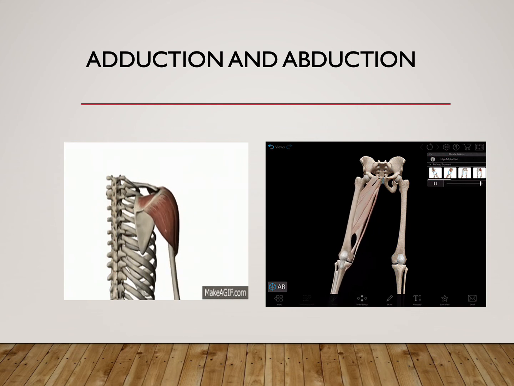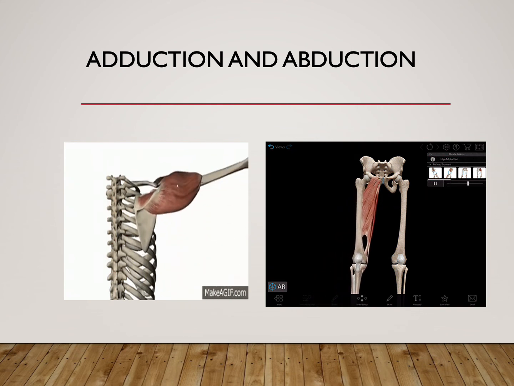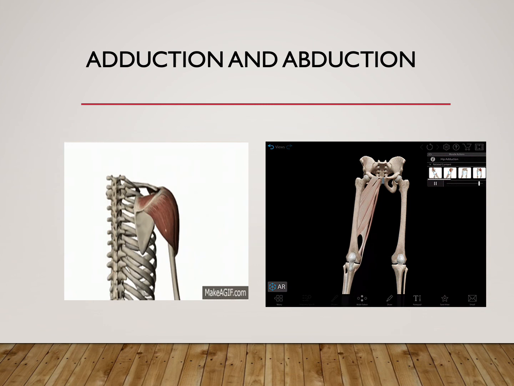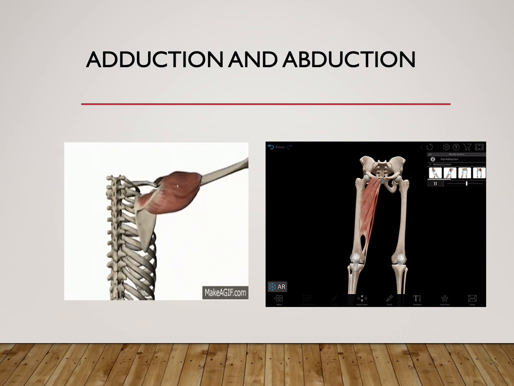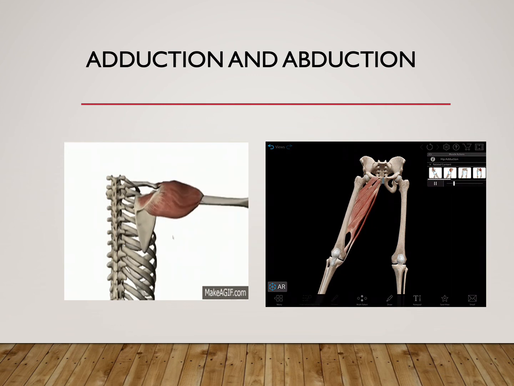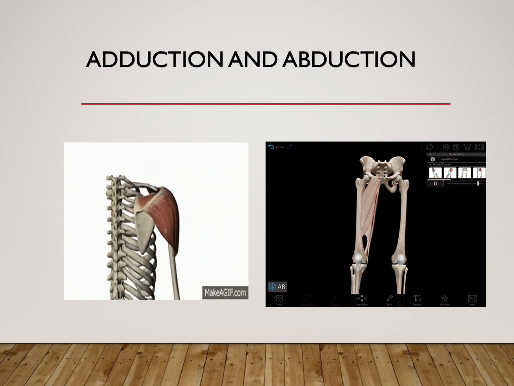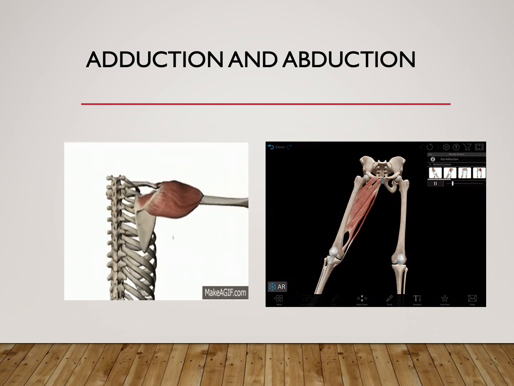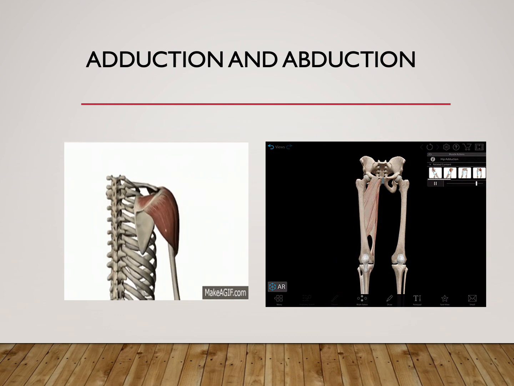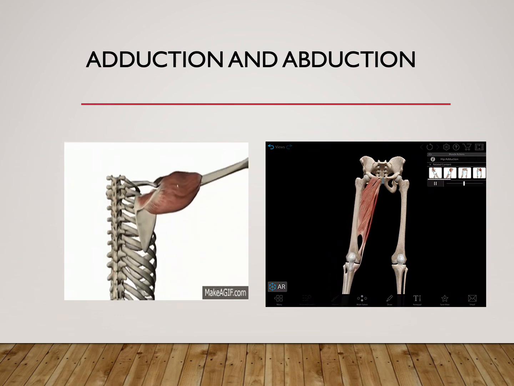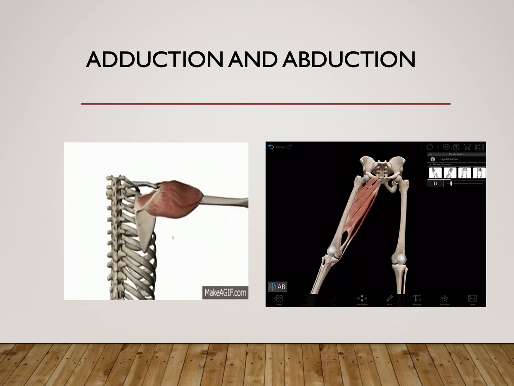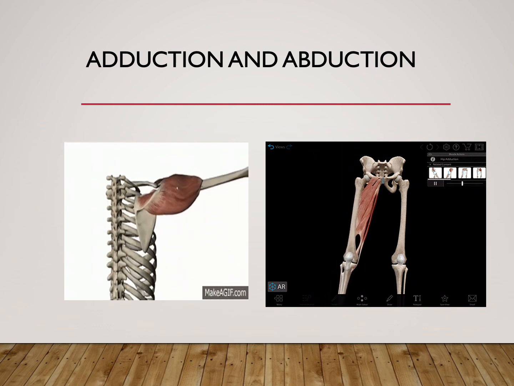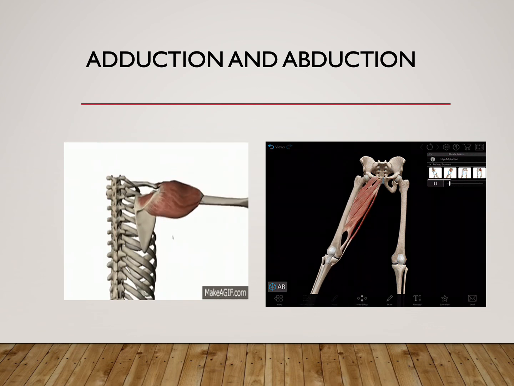Looking into adduction and abduction. Adduction is drawing the limb towards the body, and abduction is drawing the limb away from the body. In this picture, you can see adduction and abduction of shoulder joint caused by your pectoral muscles or the chest muscles and deltoid respectively. And in the second pic, you can see adduction and abduction of the hip joint caused by adductor group of muscles at the hip, and abduction is caused by abductors of the hip.